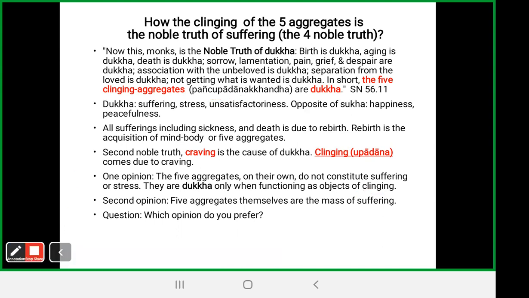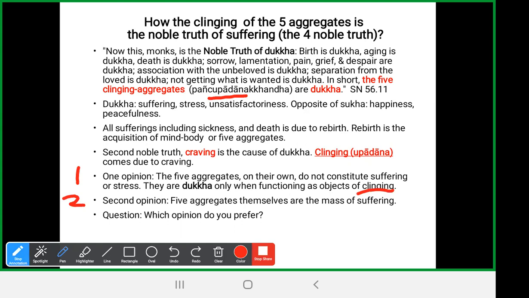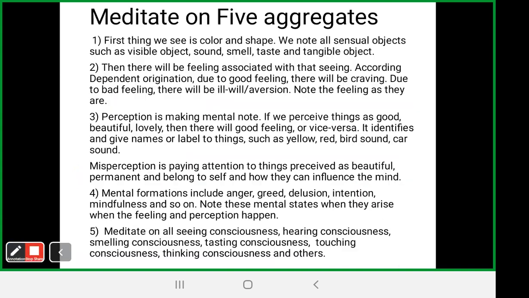Okay. To me, the 5 aggregates actually are just the object. It's like any other object. It's just an object, no problem. It's the word clinging, the attachment. That one is the culprit. Okay, thanks. So later we will discuss that.